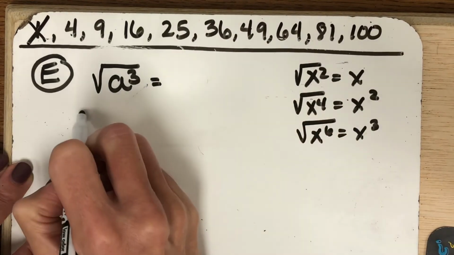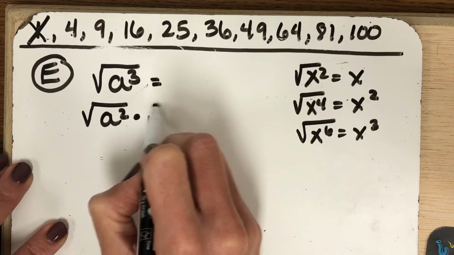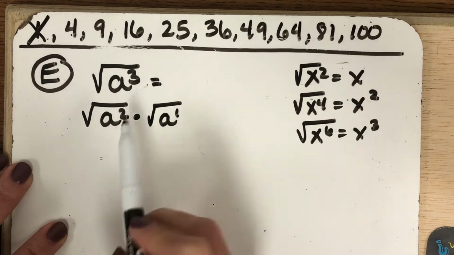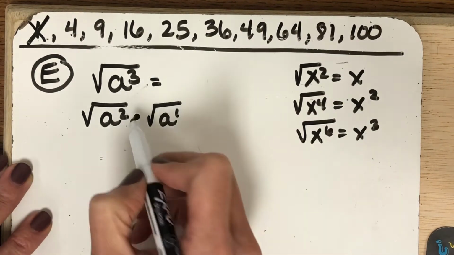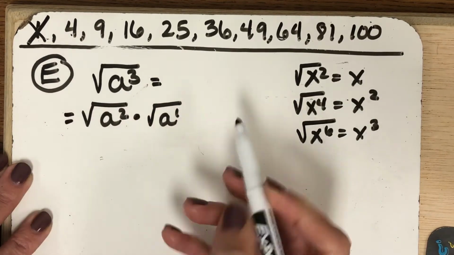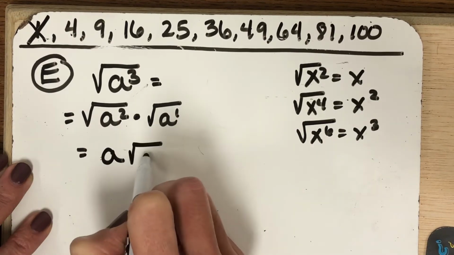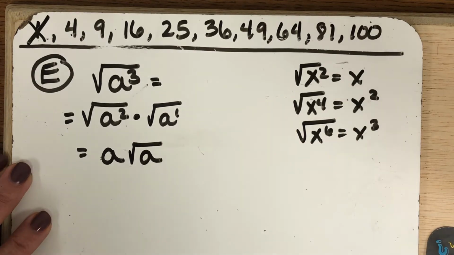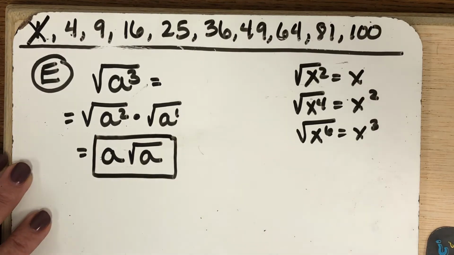That's going to be, I'll write this down here, a to the second. And then what's going to be my leftover? It's going to be a to the first, because a to the second times a to the first equals a to the third. So now I can simplify this part, and this is going to be my leftover. The square root of a to the second is just a, and then my leftover part is the square root of a. I'm not going to write 1 in my exponent because we generally don't do that. So E is a times the square root of a. That would be the simplified form.